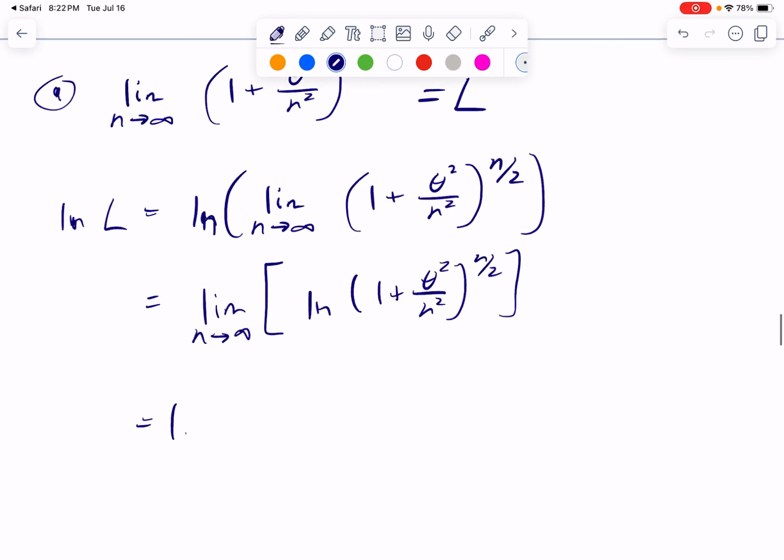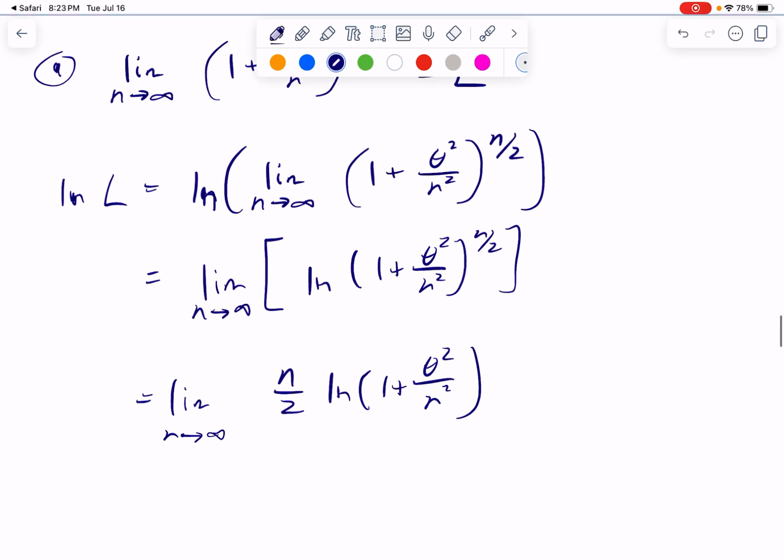And then I can use a log rule here to say, oh, the natural log of something to a power. Well, I'm going to pull that power in front as a multiplier. That's a rule you learned about how to manipulate logarithms. An exponent inside a logarithmic expression can become a multiplier in front.